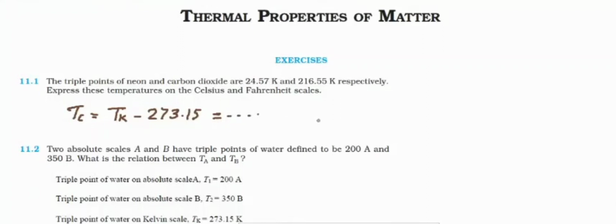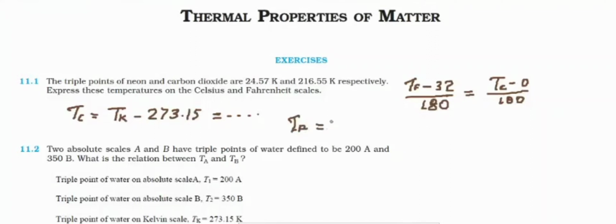Now, next, the same we have to calculate in Fahrenheit scale also. We have the formula (Tf minus 32) by 180 is equal to (Tc minus 0) by 100. Simplify this equation. You will get Tf, temperature in Fahrenheit scale, is equal to 9 Tc divided by 5 plus 32.